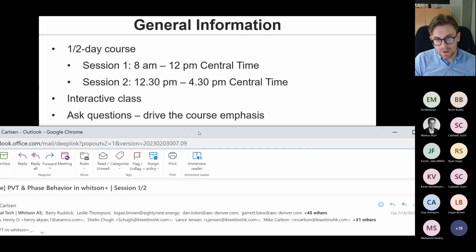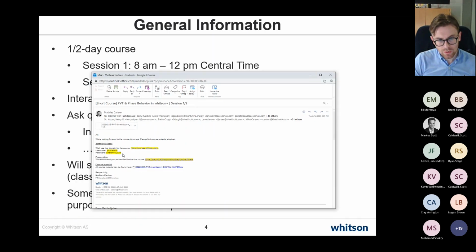Everybody saw that an email was sent out before the course. To get software access, you simply click this link right here, courses.whitson.com. That will bring you to a login screen where you put in your email and this password here called Shale PVT 2023. In general, I know a lot of you have become certified, but just a reminder, if you do this 1 hour step-by-step thing, super simple, on this link right here, then working with the software in general will be much easier. Also, working with some of the theory will be much easier.